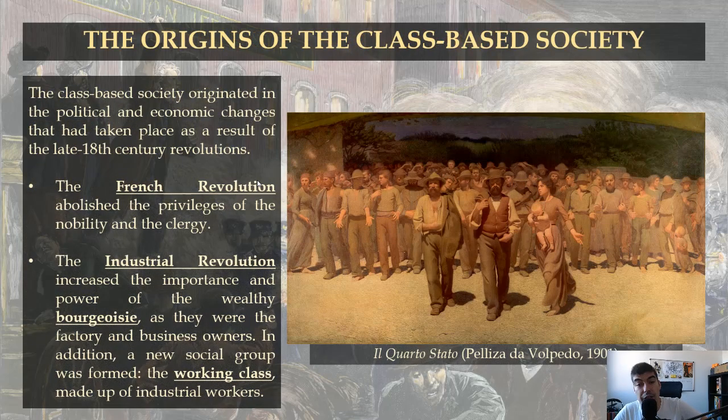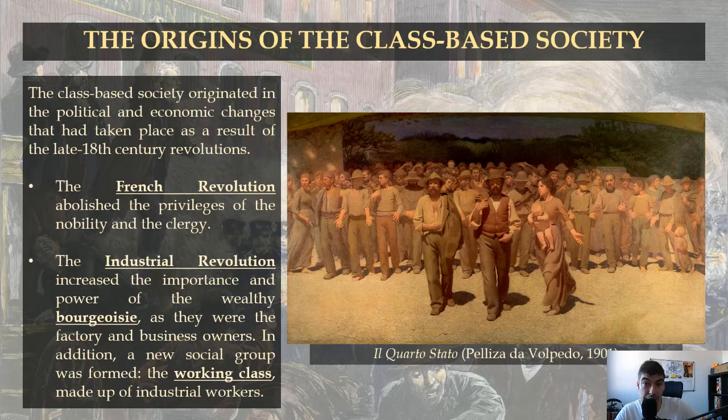The origins. This class-based society originated in the political and economic changes that had taken place as a result of the late 18th century revolutions. The two most important ones were the French and the Industrial Revolution, which we have already studied. Why? Because the French Revolution first abolished the privileges of the nobility and the clergy.